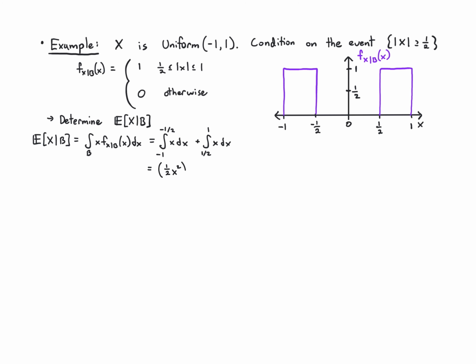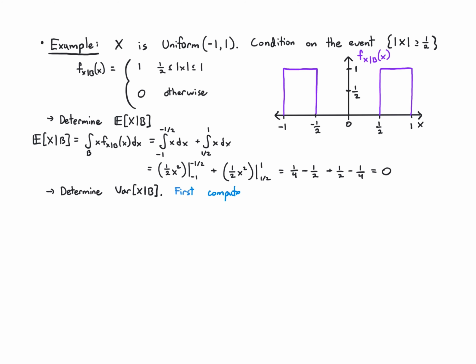Okay, so I get half x squared from -1 to -1/2 plus half x squared from half to 1, and that's going to be a fourth minus a half plus a half minus a fourth, and that's going to be 0. Okay, that makes sense. If you look at this plot, it's symmetric about 0. You expect on average the value to be 0. What about the variance? So the conditional variance of x given B, we're going to use this alternate variance formula.